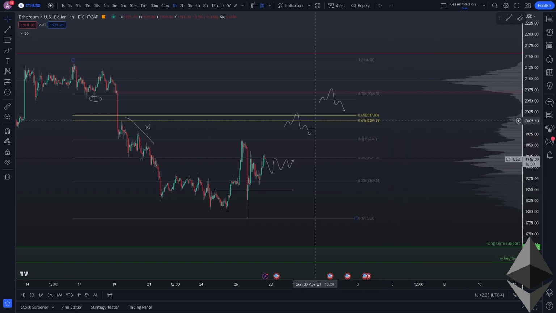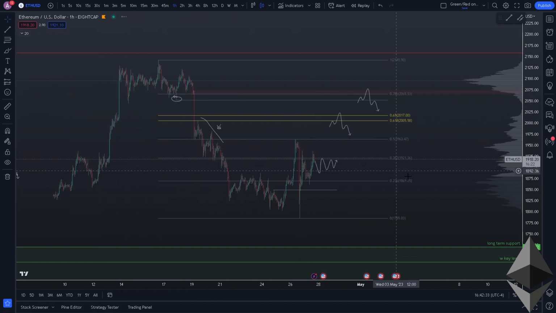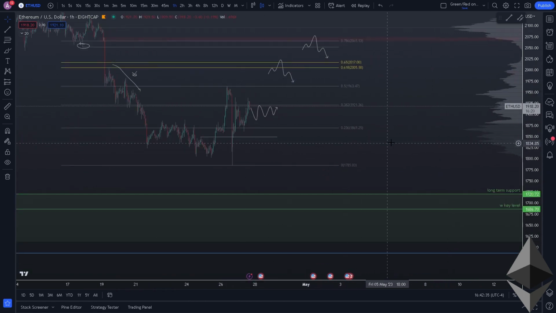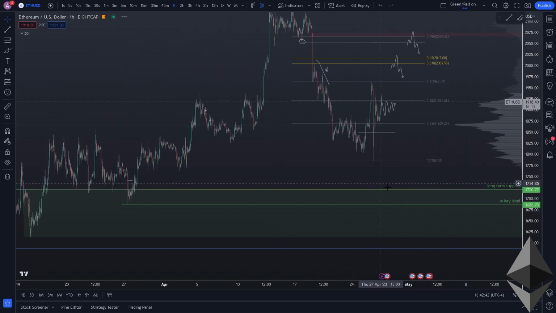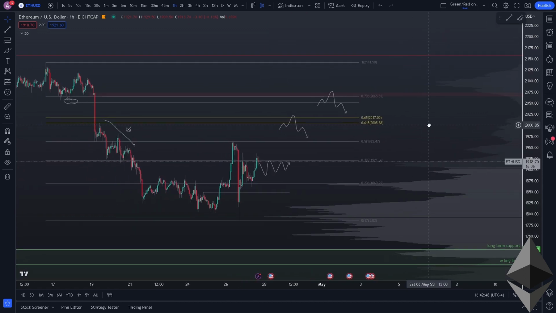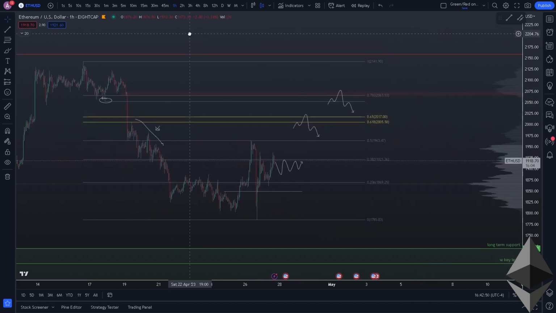So the short-term bullish case is that we do push up here to fill up some of this fair value gap and all the leftover liquidity from this broken base. And the bearish case is that we don't fill this up just quite yet. We actually go down to retest this long-term support and weekly key level, tapping into this daily order block down here.